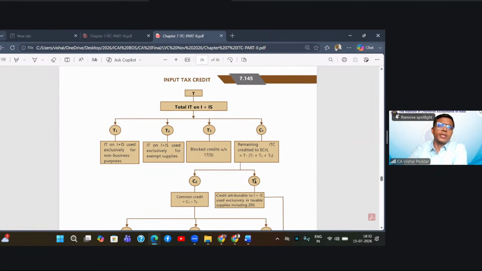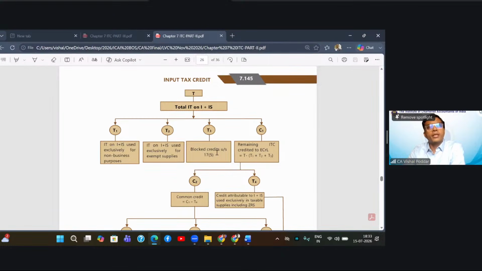Now, in such cases, this working is simple. Firstly, T represents total ITC, all items on your P&L debit side. Then from that, subtract T1. What is T1? T1 deals with that input tax credit which you have used exclusively for non-business purpose. Subtracted anyway, you will not get ITC of this. Second, T2 is those inward supplies which are exclusively used for exempt supplies. Again, subtracted, you will not get this ITC also.